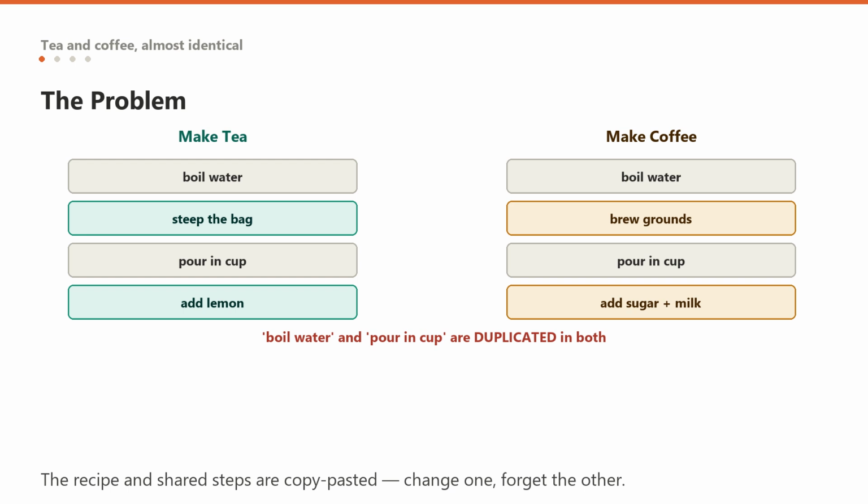Boil water and pour in a cup. Those steps are exactly the same. If you write two separate classes, you duplicate that shared logic, and the overall recipe, the sequence of steps, is copy-pasted in both. Duplication like this is a bug waiting to happen. Change the process in one place, forget the other, and they drift apart. We want to capture the common recipe once and vary only the parts that actually differ.